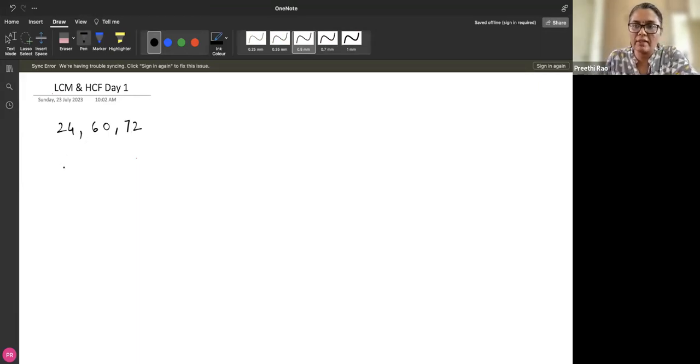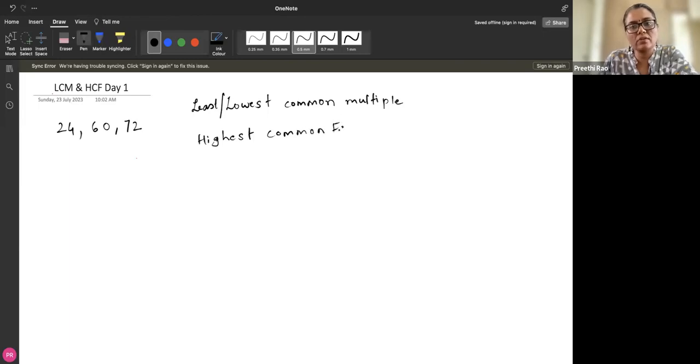So let's say I want to find the LCM. What is LCM? LCM is the least or lowest common multiple. And HCF is the highest common factor. Some of you may have also learned it as GCD, greatest common divisor, isn't it?